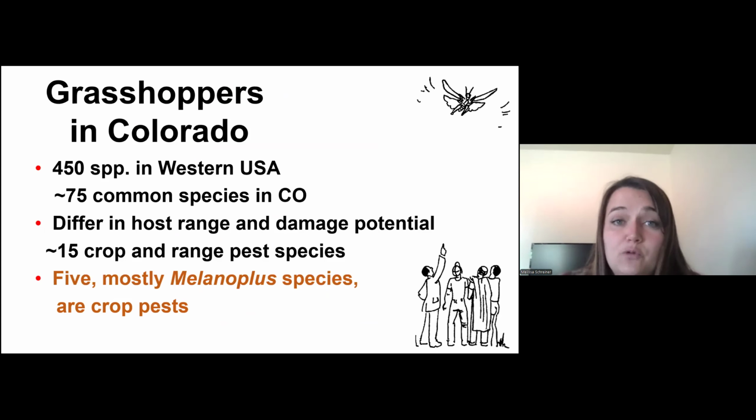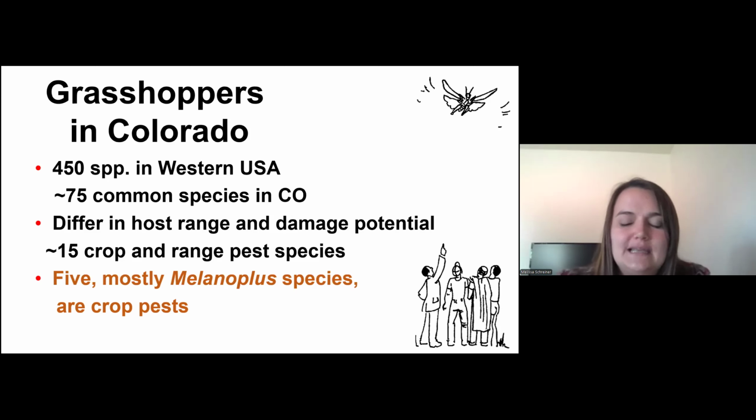In the state of Colorado, we have around, it's probably a little bit more than this now described to science, about 450 species. That's across the Western US. In Colorado, 75 common. Worldwide, there's about 24,000 orthopterans. So it's quite a big piece of the animal kingdom pie. If you really look at grasshoppers, they represent quite a bit.